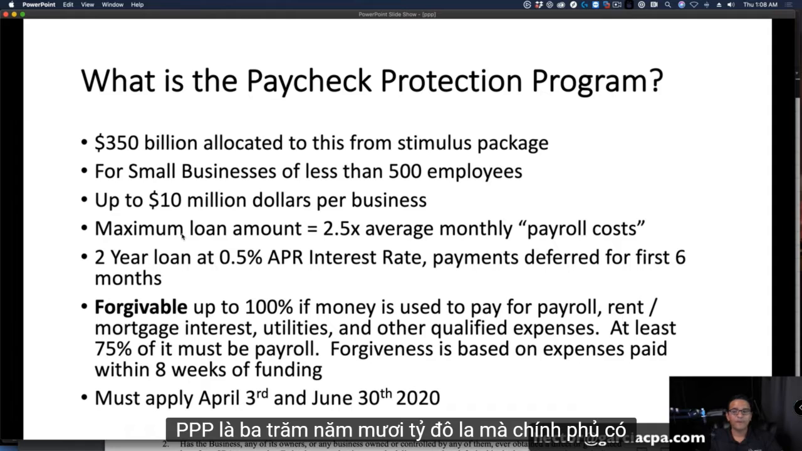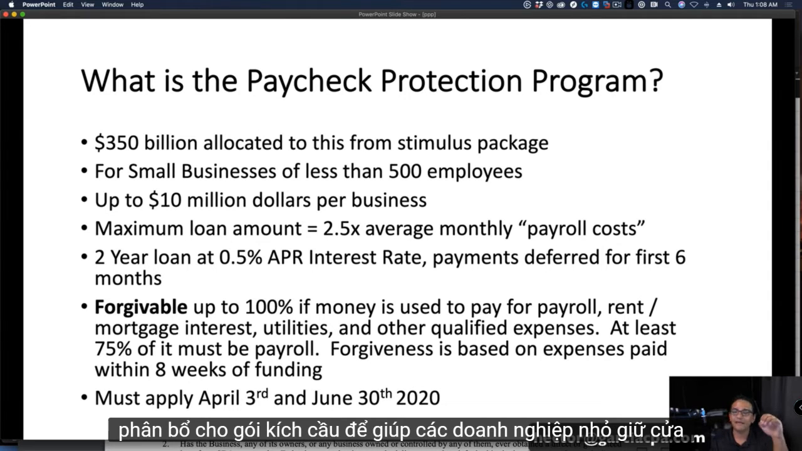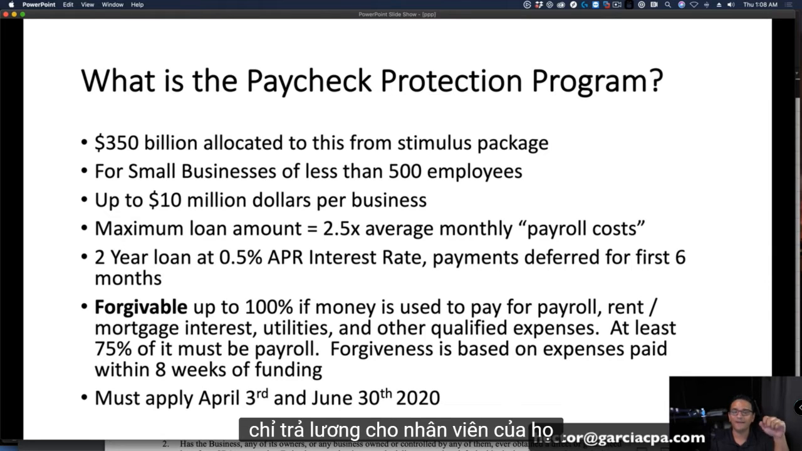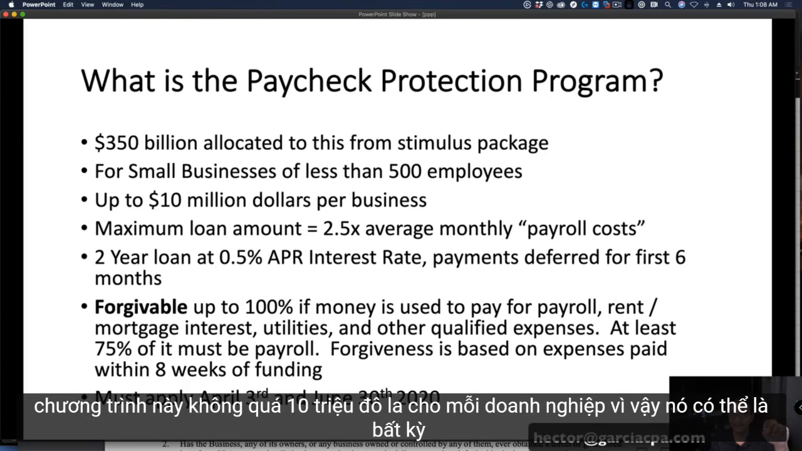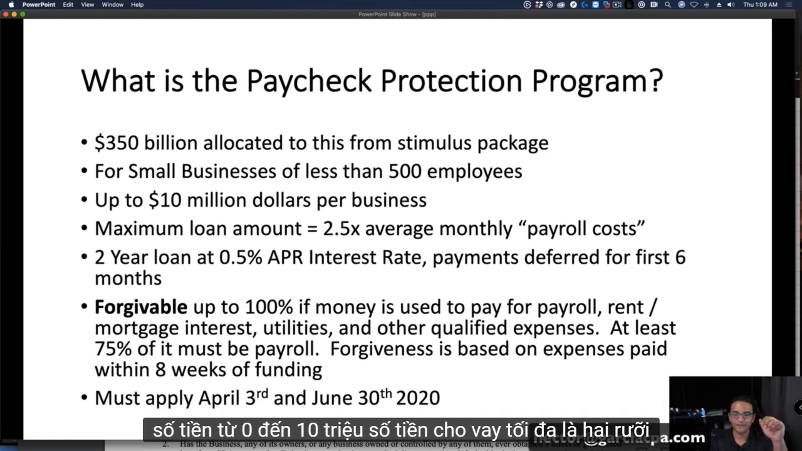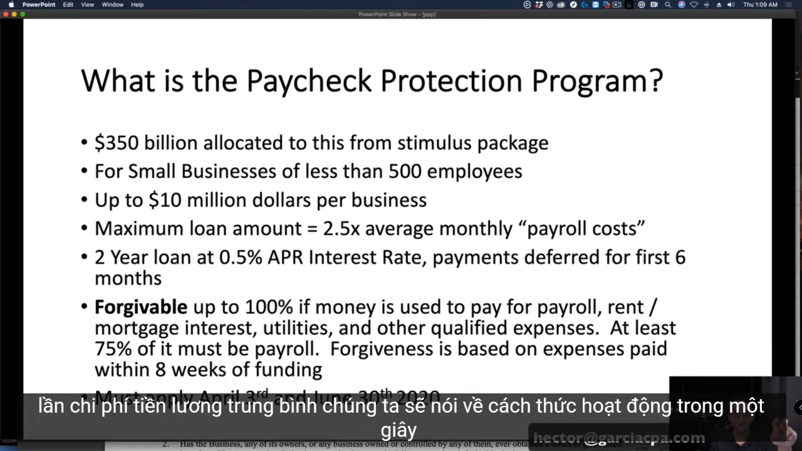So what is the PPP? It's $350 billion that the government has allocated through the stimulus package to help small businesses keep the doors open, pay their employees. Only small businesses and nonprofits with less than 500 employees are able to participate in this program. No more than $10 million per business. So it could be any amount from 0 to 10 million. The maximum loan amount is 2.5 times average payroll cost. We're going to talk about how that works in a second.